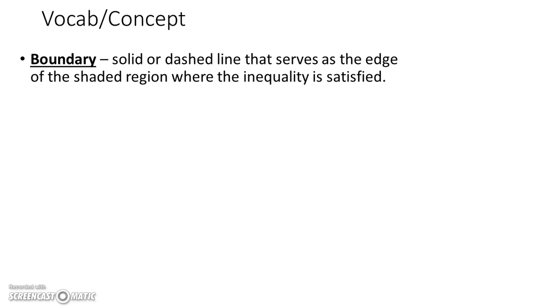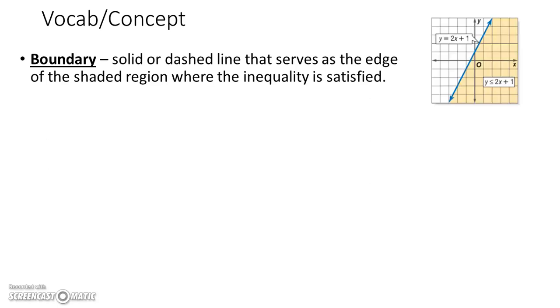So the boundary is a solid or dashed line that serves as the edge of the shaded region where the inequality is satisfied. So this is the example that we have here, y equals 2x plus 1. It's a solid line and it's shaded on one side, not both.